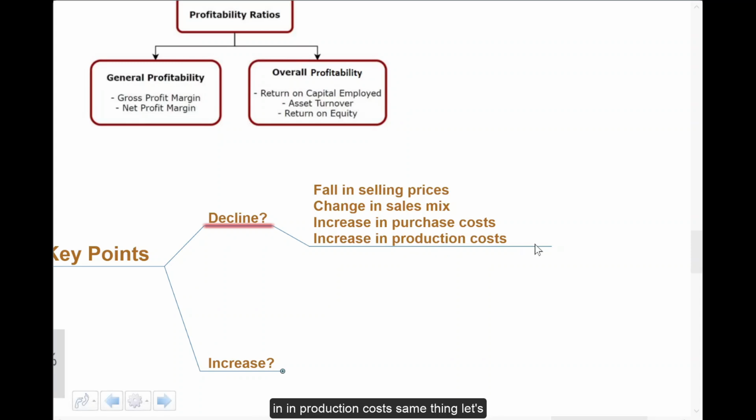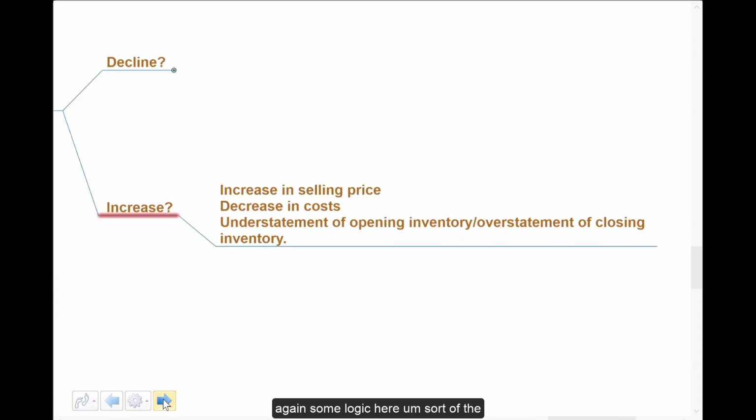What about increase in production costs? Same thing. Let's say we've got a manufacturing company and indeed our cost of raw materials, or let's say the mechanisms that we use to produce or to manufacture a particular product, prices increase. Clearly, that's going to have a downward effect on this margin and indeed on gross profit. Okay. In terms of increase, again, some logic here, sort of the reverse in one sense. An increase in selling price with no other, let's say, increases in purchase costs will result in the margin increasing for sure. Same thing with a decrease in costs.